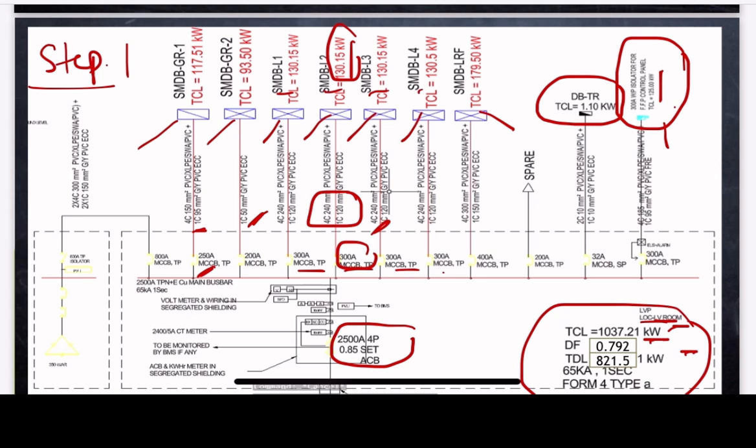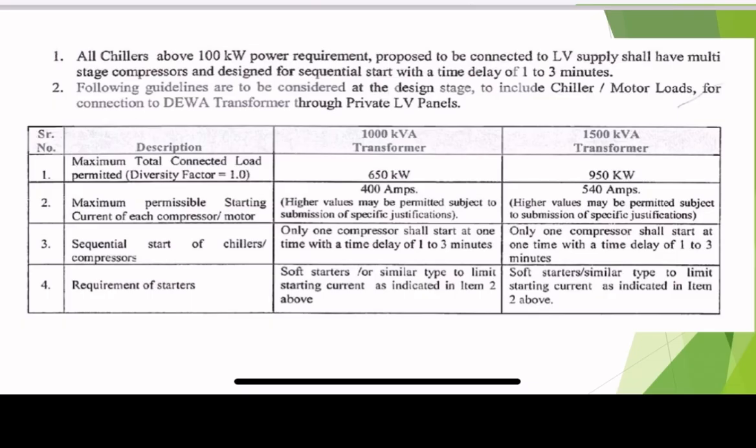In the same way we will write for all our SMDBs. Here for SMDB DBTR, it is a single phase. Why is it single phase? Because the total connected load is less than 10 kilowatt. So it is a single phase, which I already discussed in part 8 video. The breaker rating is 32. And here we have the total connected load for the fire pump as 125 kilowatt, and the corresponding breaker rating is 300 ampere.